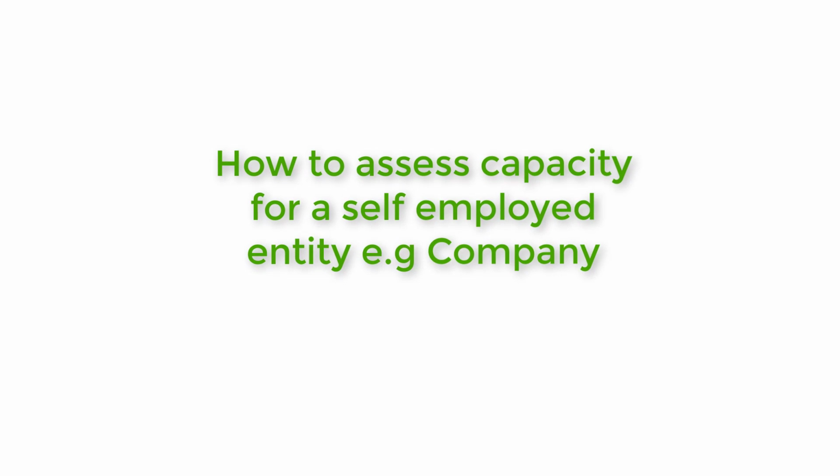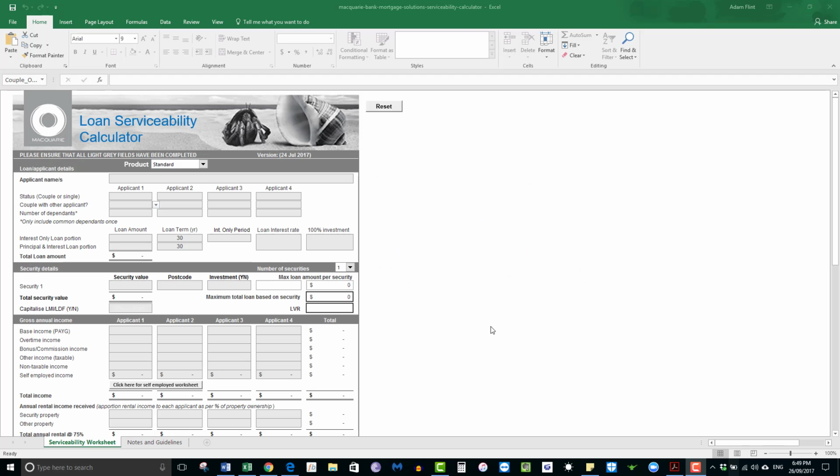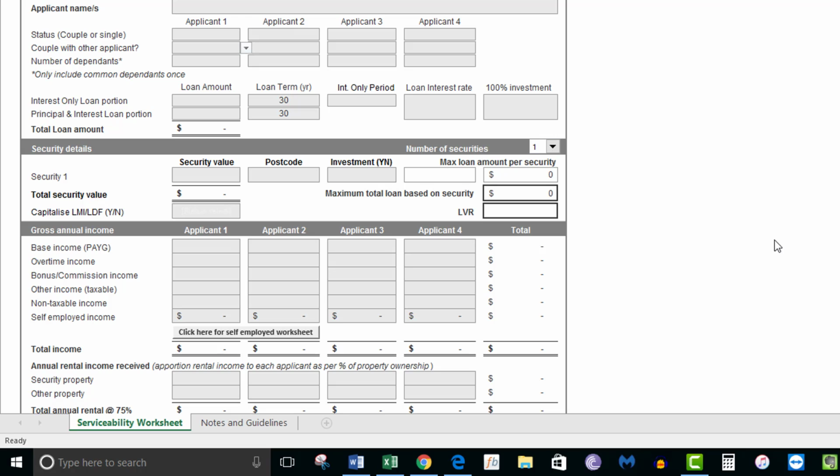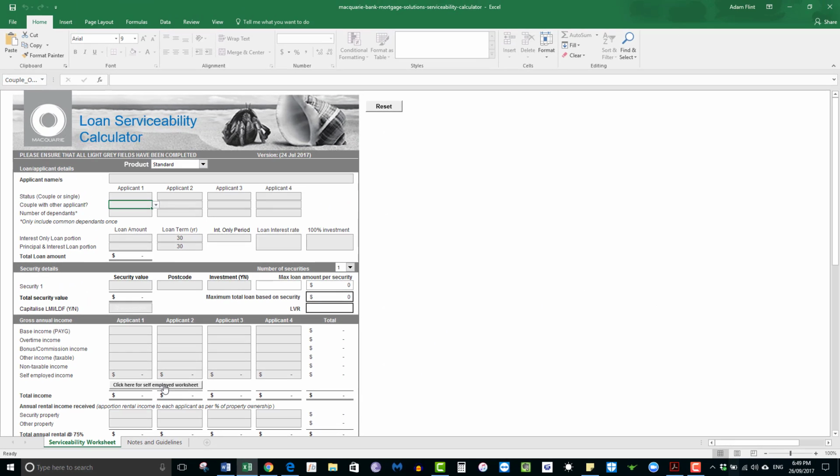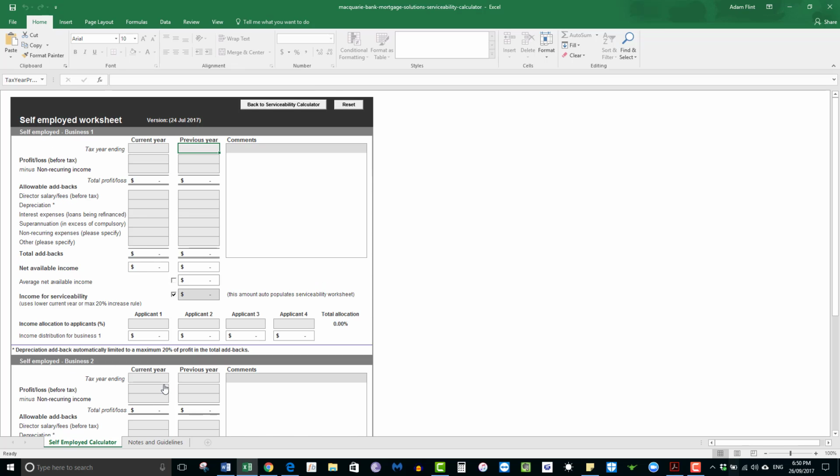In this video, we're going to have a look at how to assess capacity for a self-employed entity like a company. Start with the serviceability calculator, and in this example, we're going to use the Macquarie one. Look for the "click here for self-employed worksheet." Most calculators should have this. If you're not sure, just ask your BDM if you need to.